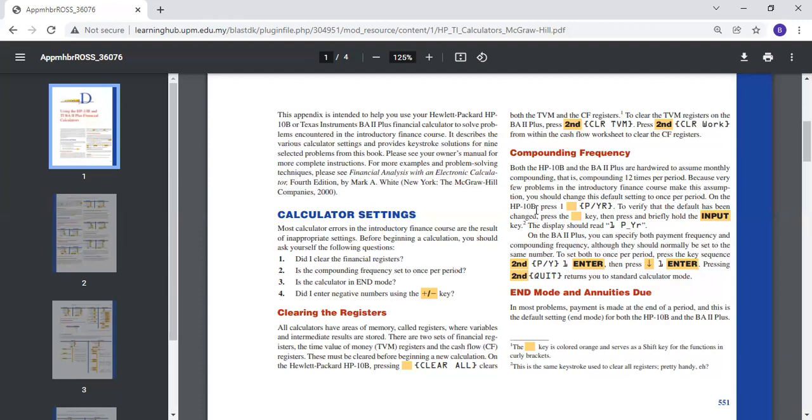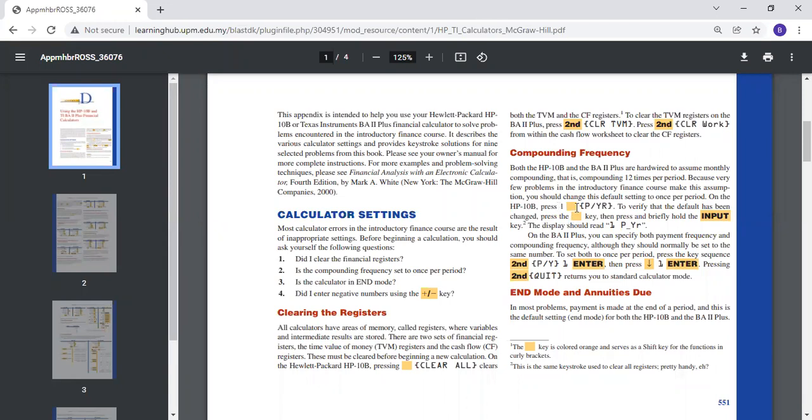On the HP 10B, to check, you press 1, you look for this button, then you press P per year. It will tell you whether you have 12 or you have 1. If you have 12 there, you have to change it to 1. To verify that the default has been changed, you press this button again in your HP 10B calculator, then press and briefly hold the input key. Then it will show you whether it is 12 or 1.